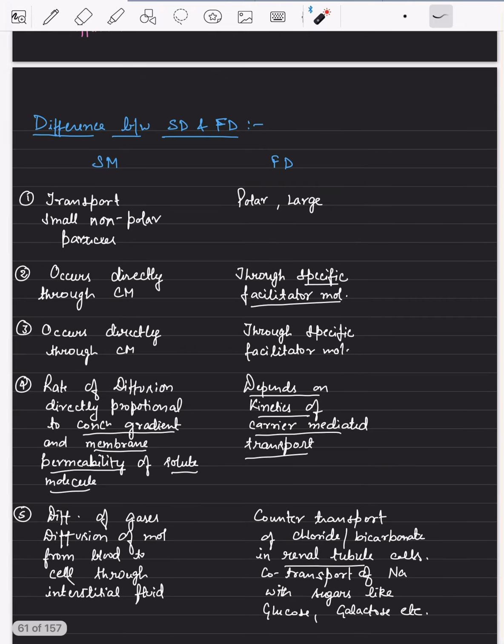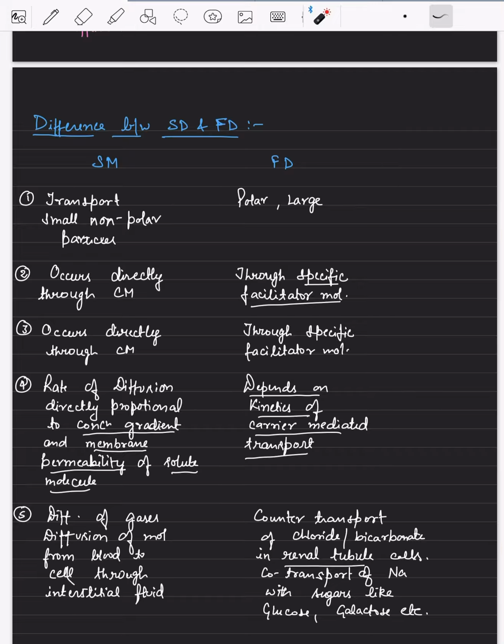Here you can see the difference between simple diffusion and facilitated diffusion. In diffusion, I have told you now there are two types, facilitated and simple. So here you will be able to easily differentiate. In simple diffusion, we talk of the transportation of non-polar particles, whereas in facilitated diffusion, which is assisted, we talk of the transportation of polar and large particles. Simple diffusion occurs directly through the cell membrane, and facilitated diffusion occurs through specific facilitator molecules.